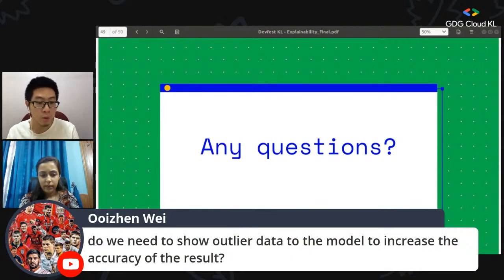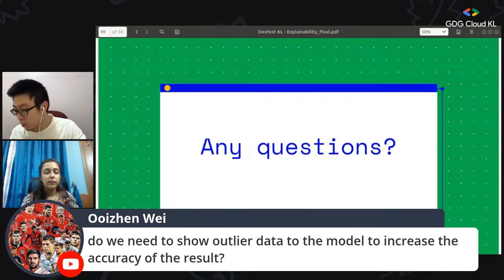It's about, do we need to show outlier data to the model to increase the accuracy of the result? So not generally. You would want to pre-process your data to maybe remove the outliers in your data for your model to perform better, right? So that's the general way of dealing with outliers in the data.